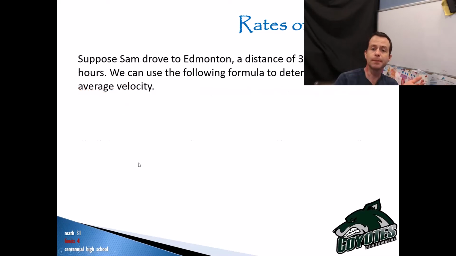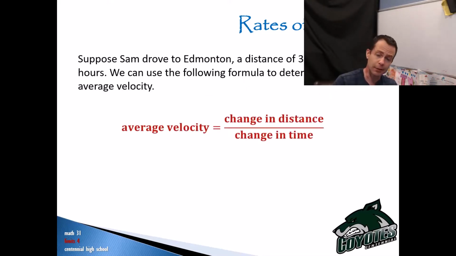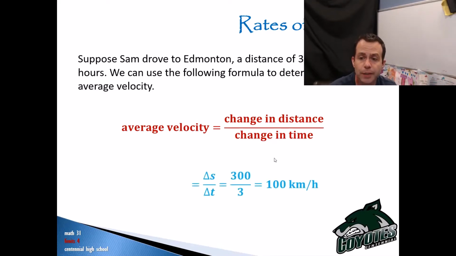Okay, so suppose Sam drove to Edmonton, a distance of 300 kilometers, in 3 hours. We can use the following formula to determine Sam's average velocity. Average velocity would be the change in distance divided by the change in time, okay? You right away could say, well, he averages 100 kilometers an hour if he goes 300 kilometers in 3 hours, right? But when you say that, this is actually what you're doing. You're saying the average velocity is the total change in distance divided by the total change in time, okay? So we say delta S over delta T equals 300 over 3, which equals 100 kilometers an hour.